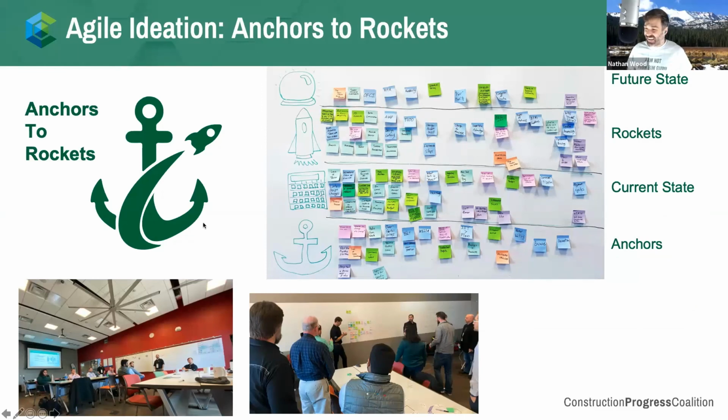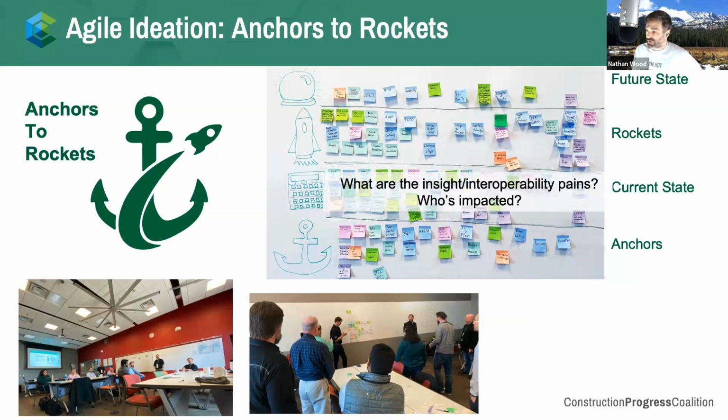So the anchors to rockets, which again, it'll be fun to figure out how to do these with social distancing in mind now. But the idea behind it, once we've got those different stakeholders, we understand whether it's a pay application or an RFI exchange or a BIM handoff across the supply chain, what is that problem that all these folks are looking to come together on? Starting with that current state, everybody writes down the insights, data, or interoperability pain points that are occurring today, who the people are that are impacted by that, and then understanding the anchors that are keeping those in place.